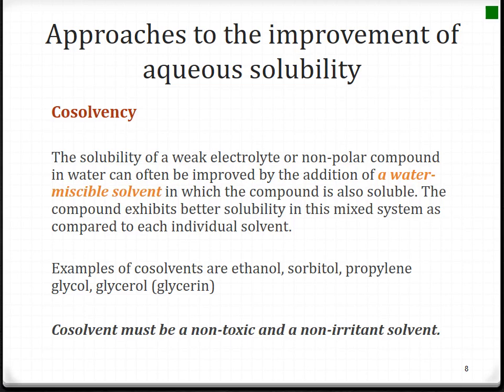With co-solvency, a water-miscible liquid that can dissolve the drug can be added to the water to improve drug solubility. Some examples of co-solvents are ethanol, sorbitol, propylene glycol, and glycerol, or also called glycerin. Importantly, the co-solvent must be non-toxic and non-irritant.